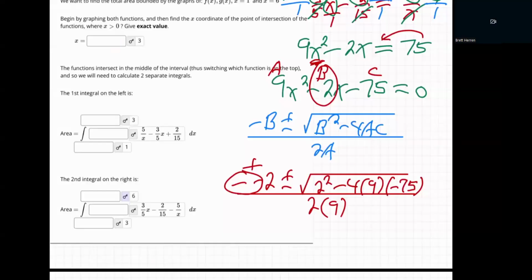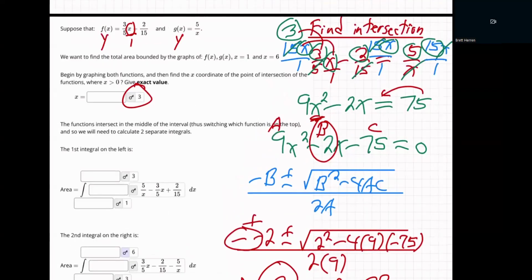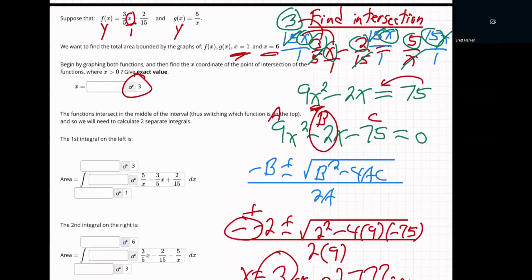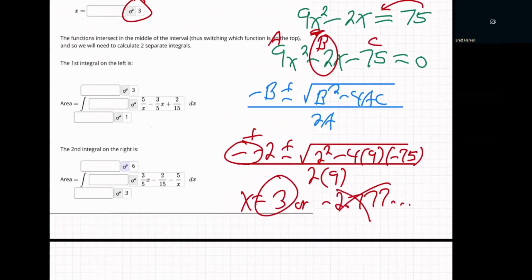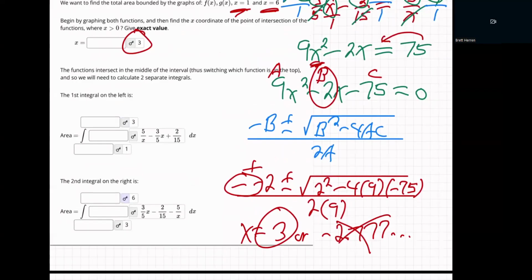So we get the answers x equals 3 or negative 2.777, etc. Why are we going to use the 3? Well, because remember, we're going between x equals 1 and x equals 6. So this one is not between 1 and 6. So we want the 3, right?